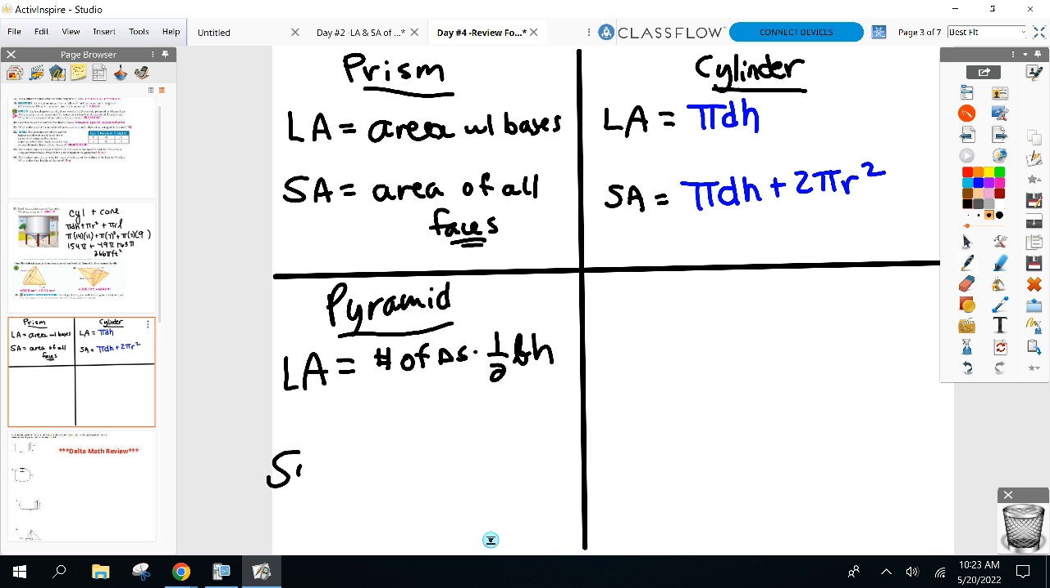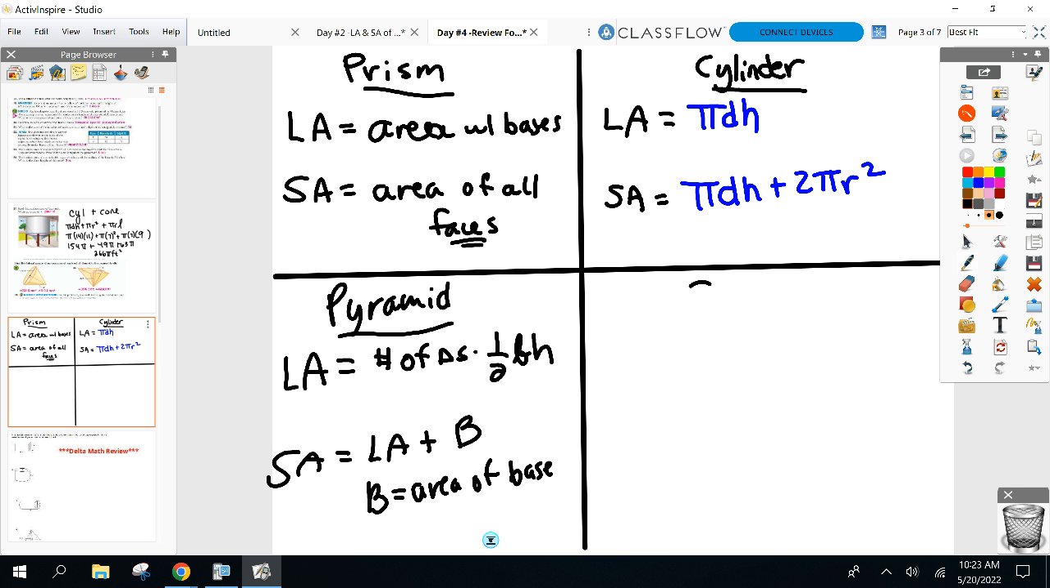And then surface area is lateral area plus, I'm going to put a big B. Big B is the area of the base. Usually it's a square, but did we do a couple problems where it was a hexagon? Okay, so be prepared for it. I think there's one in your review that's a hexagon too.